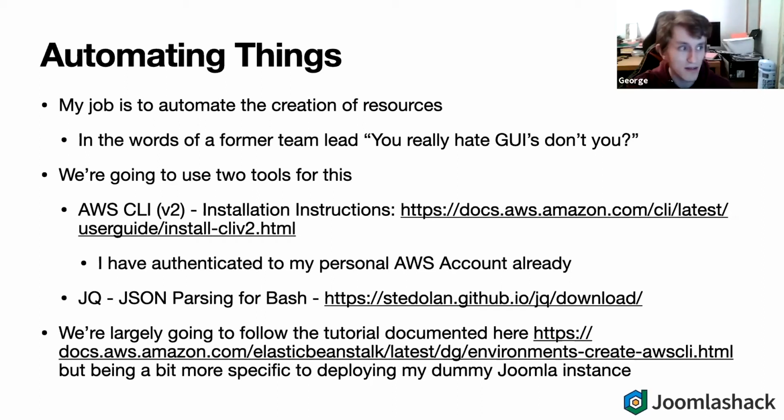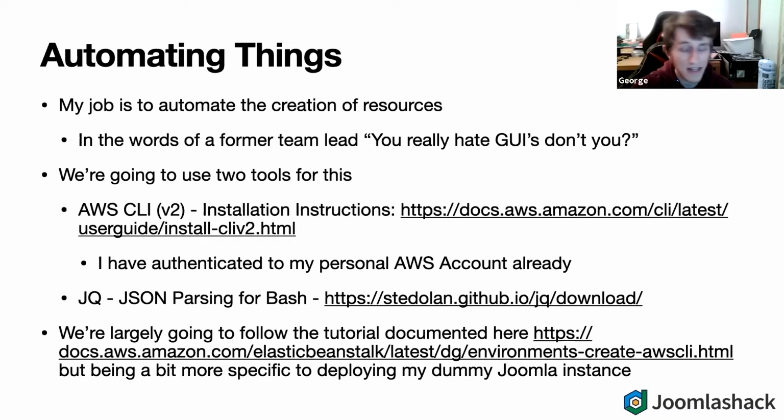So I'm going to use the AWS CLI. There are install instructions there. And I'm going to show you the commands I run in a second, but I'll just add that I've already authenticated to my personal AWS account. And I've got this jq library, which is a JSON parser for Bash. I don't actually use it in the examples, but I think it's very useful to have around for various different things, because I'm going to quickly skip over things.